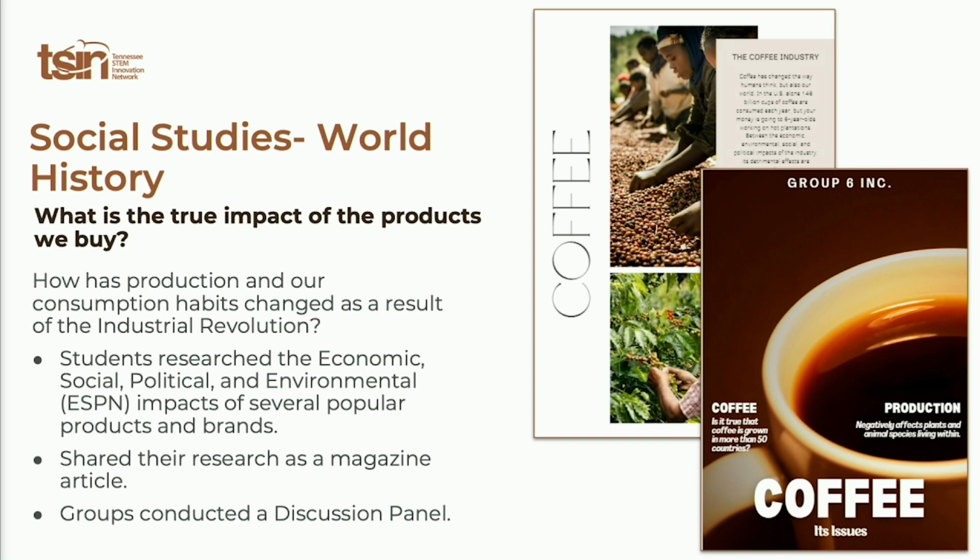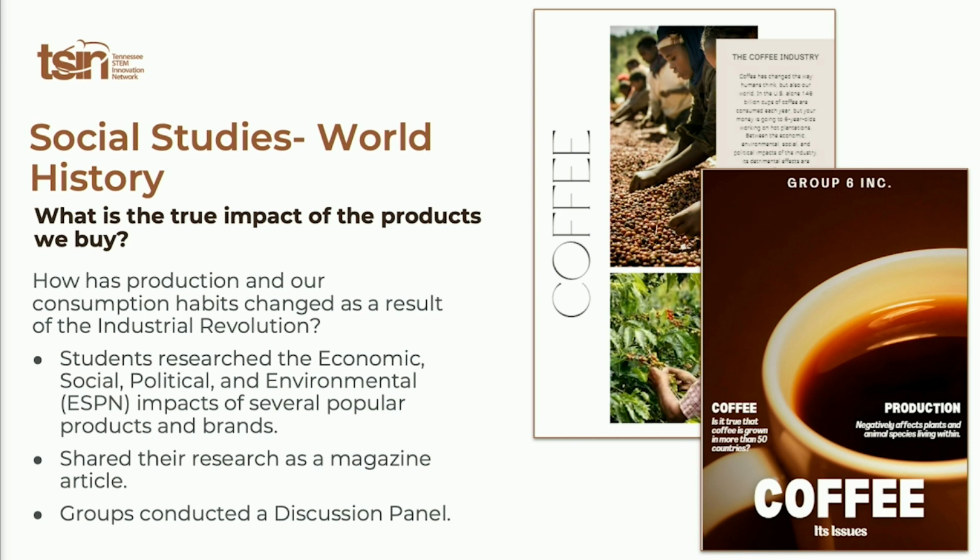So we tracked the making of a T-shirt from genetically modified seed in Wisconsin to being grown in Mississippi to being harvested and shipped to Indonesia and Bangladesh and Colombia and then back to the United States for a relatively low price. And that's a result of the Industrial Revolution. So they had to do all this research. They had to research the economic, social, political, and environmental impacts of this product.